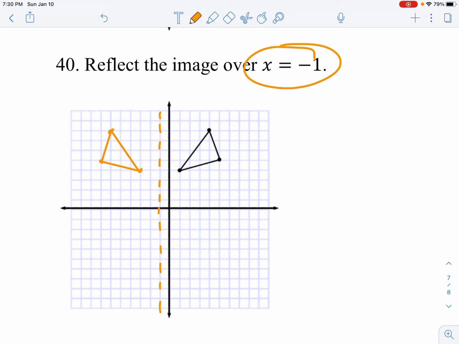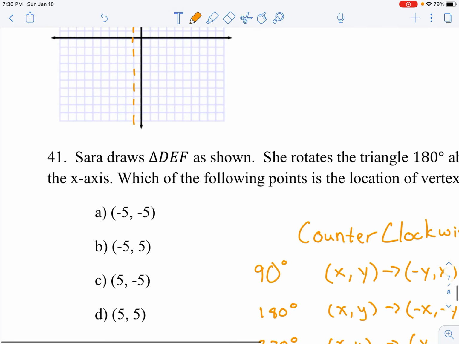As you can see, I've got it as a dotted line in orange on my graph. Then every single point, since this one was 2 away, that one would have to be 2 away. Since this one is 5 away, it has to be 5 away on the other side. And this one is 1, 2, 3, 4, 5, 6 away. So this one would also have to be 6 away. They're all the same amount away from that dotted line. So that's how you would reflect it.